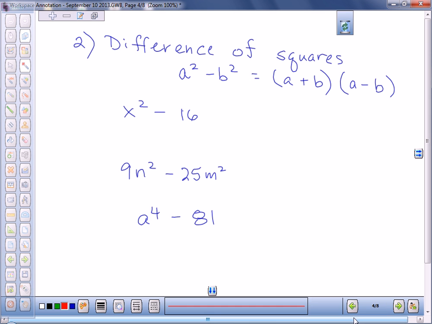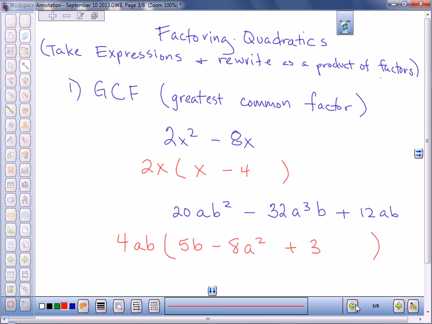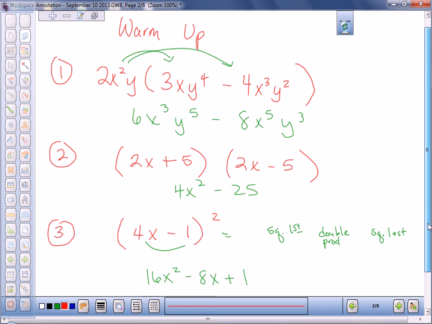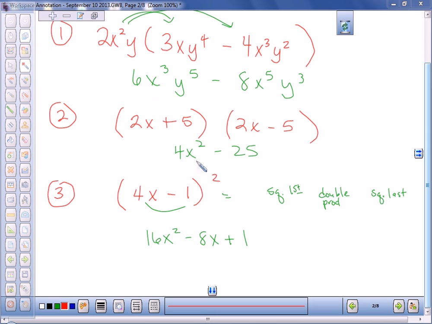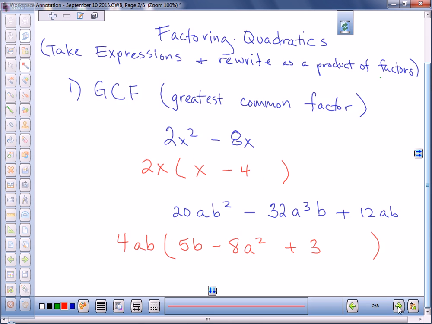I'm going to go back and take a look at that second problem on the warm-up. Do you see if I looked at my answer and I worked backwards? Is this a perfect square? Yeah. Is this a perfect square? Definitely. Is that a difference? Yeah. Do you see how it could be factored to 2x plus 5 times 2x minus 5? Yes. Yeah, we just went the other way with it just a second ago. Okay, so let's take a look at this one.